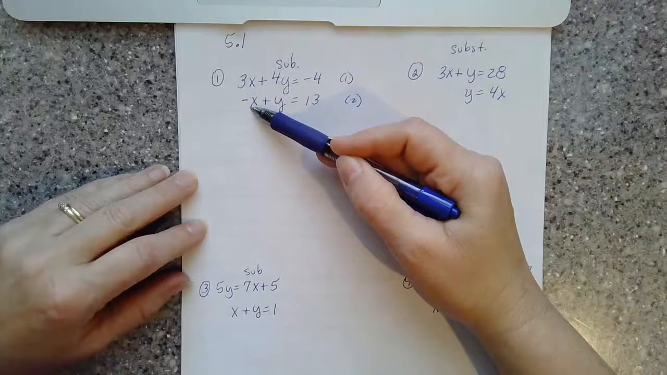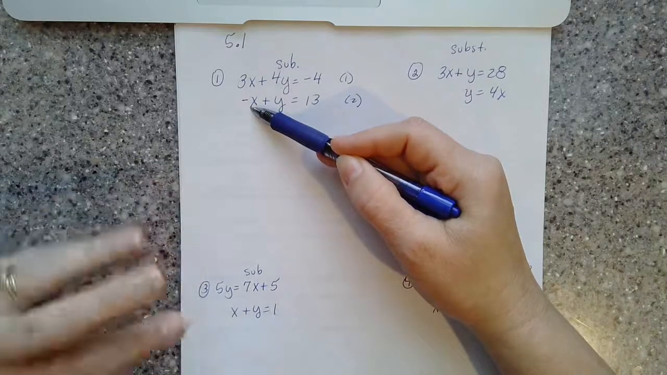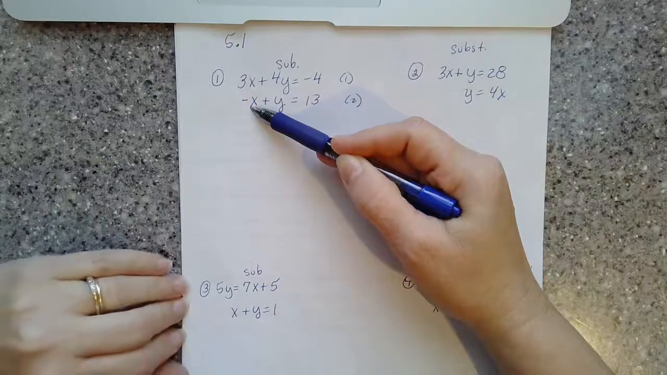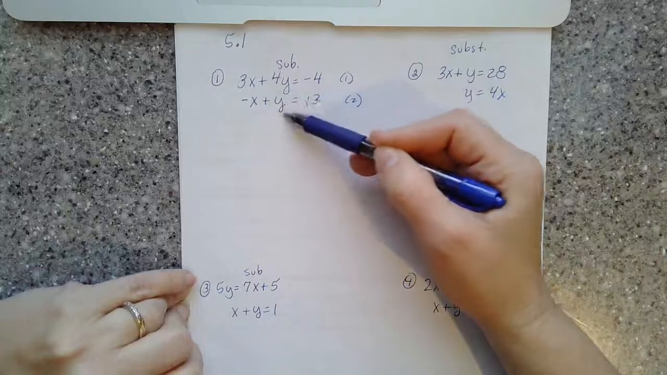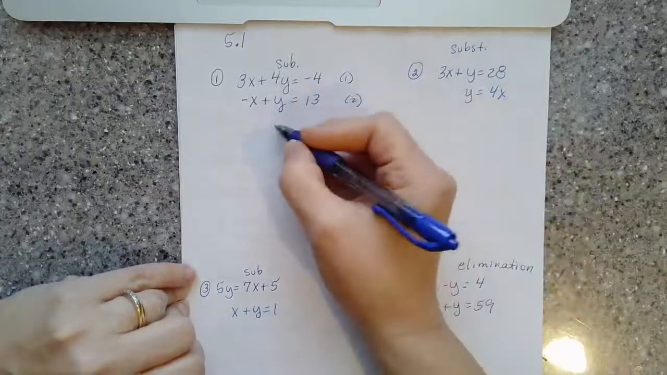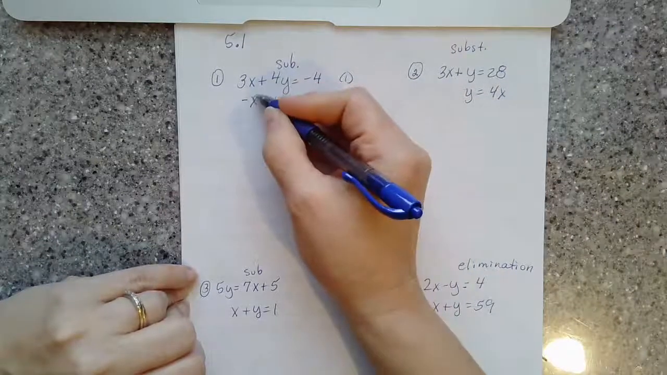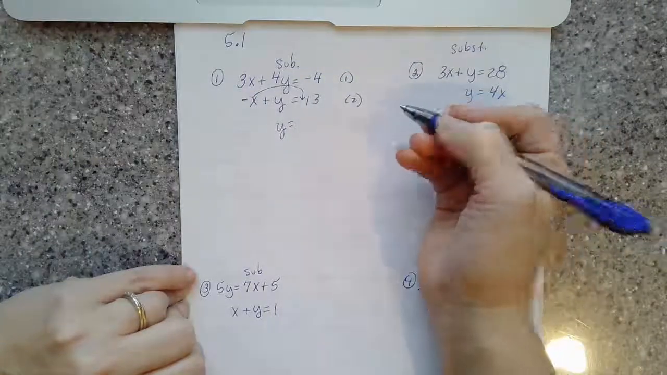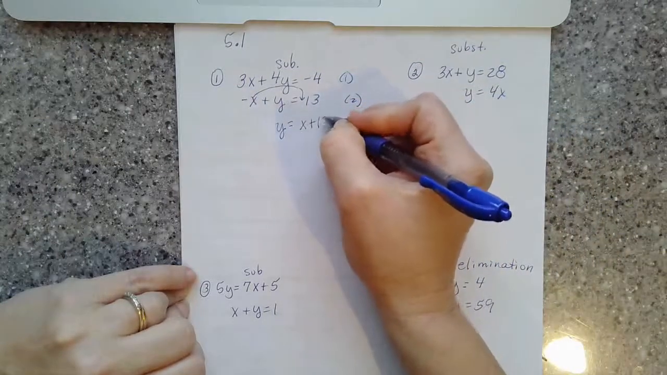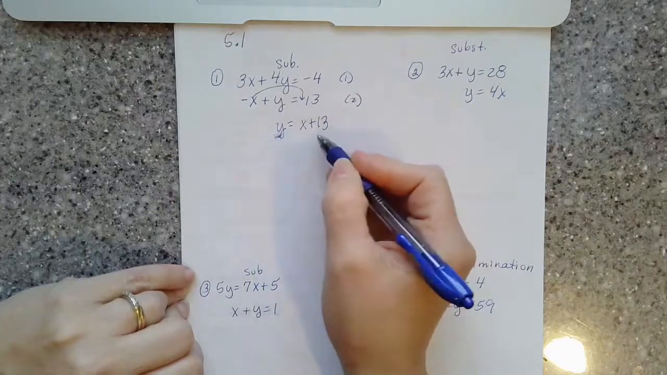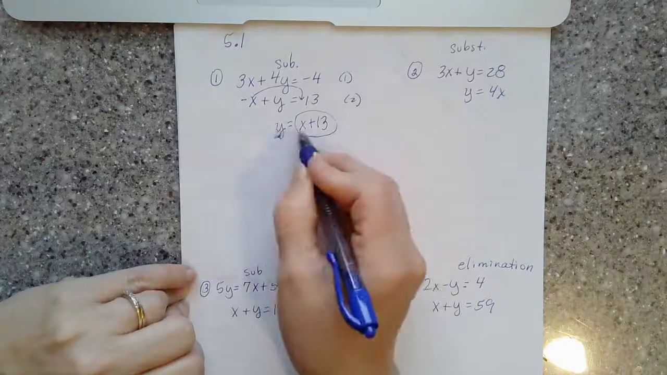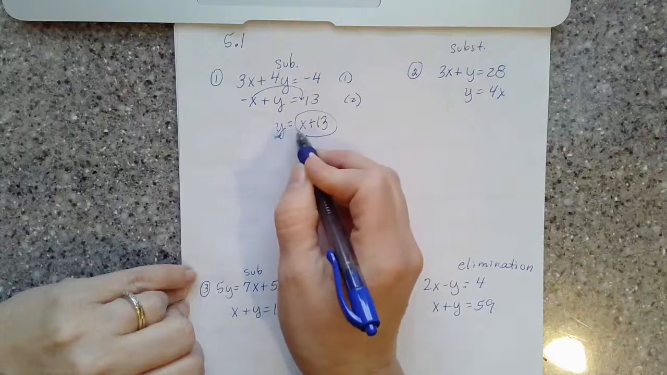You're going to solve for one of these variables, meaning isolate that variable. I would pick this positive y, even though you could pick any of them, but this would be my easiest one to solve for, in that I just throw the negative x across the line, making it positive x, and bring down the 13. So I solve for one of the variables, and then whatever it says these two things are equal, right? So they're substitutable. y is the same as x plus 13.